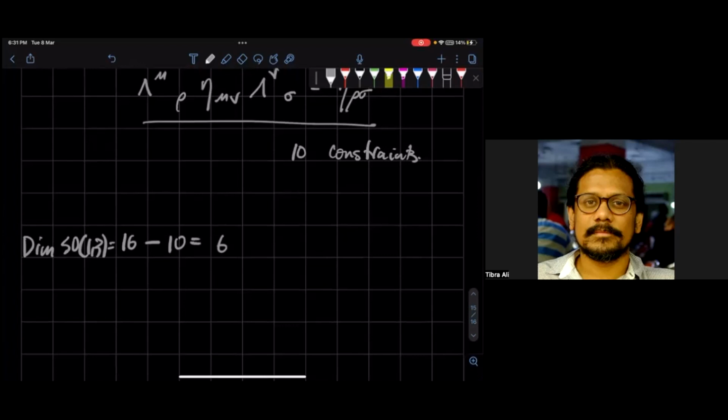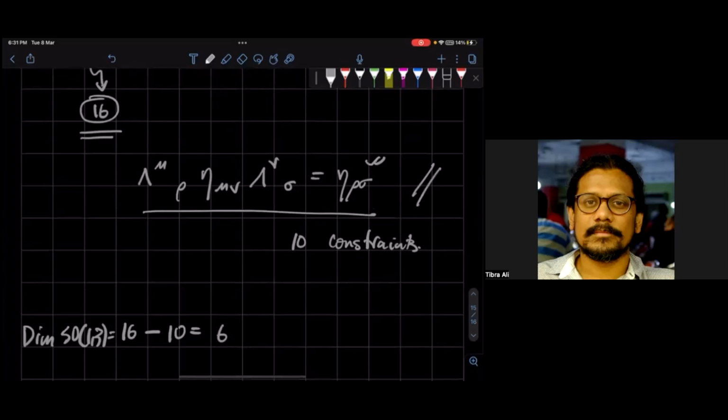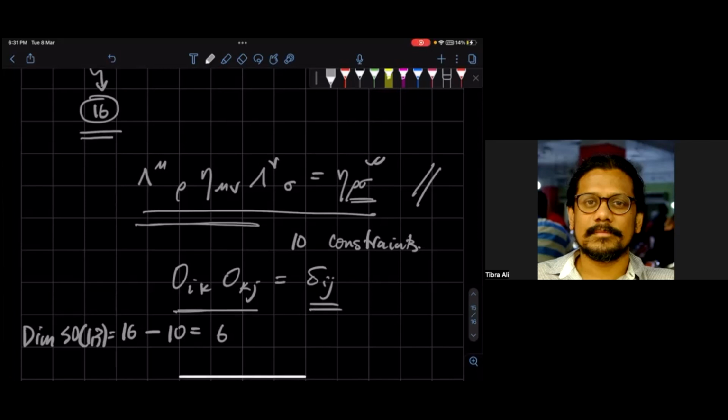So it is clear why this equation, the equation before, was O I K O K j equals delta I j. Here this was symmetric in I j, here it's symmetric in rho and sigma. So the left-hand side is also symmetric, right? But here, instead of eta, we had a delta. Okay, any questions?